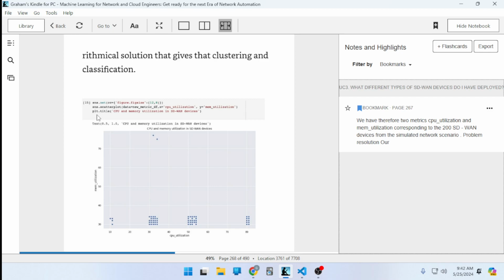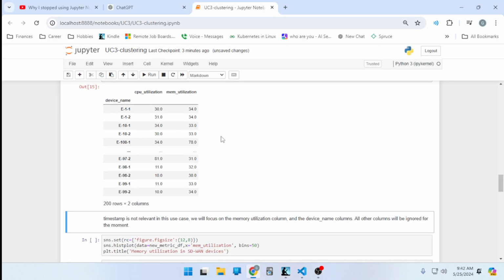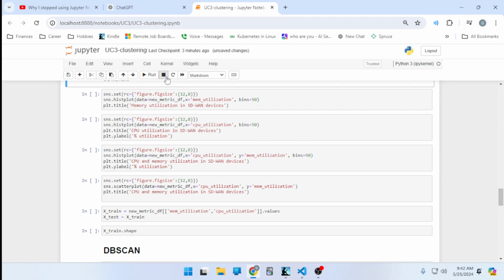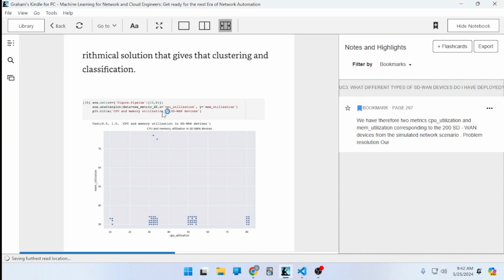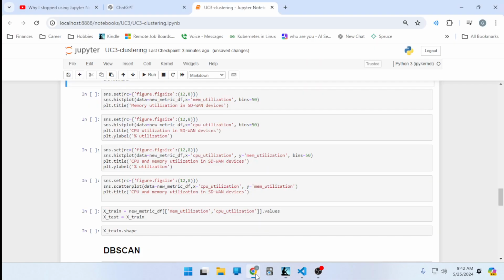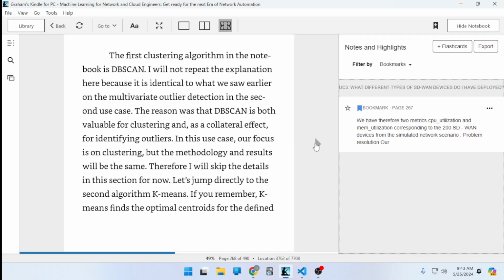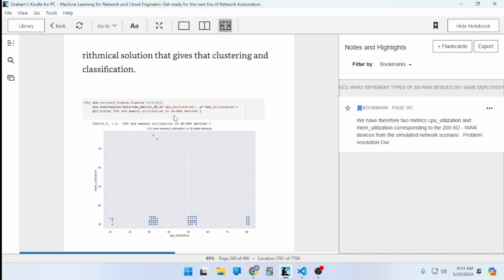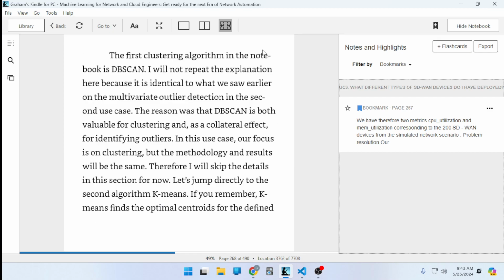So plt.title, let's print that out. Okay, so we've got a bunch of graphs here. The one they're printing out is CPU and memory utilization. So they're printing out all the way down to, so let's just print them all out. Okay, so CPU and memory utilization in SD-WAN devices.